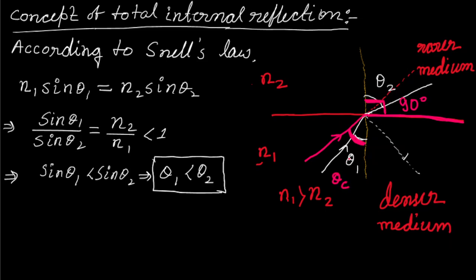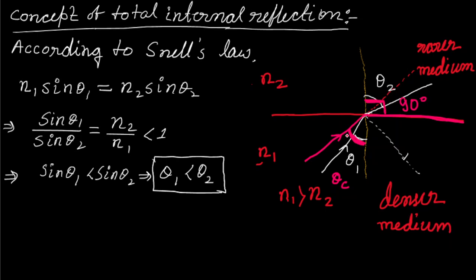So the critical angle is the angle of incidence at which, if light is incident on the interface of two media from the denser medium, then the refracted light goes parallel to the interface of the two media, that is, it makes a 90 degree angle with the normal.